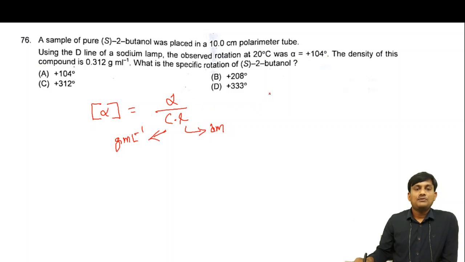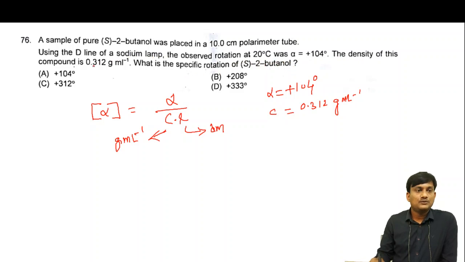Here alpha is given, alpha is equal to plus 104 degrees, and C is given. Here C is 0.312 gram per ml. The length of the polarimeter tube is 10 centimeter. We know that 10 centimeter is equal to 1 decimeter, so the length should be in decimeter. The length is 1 decimeter.